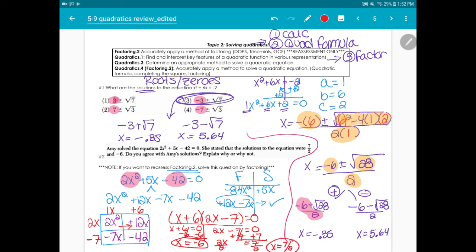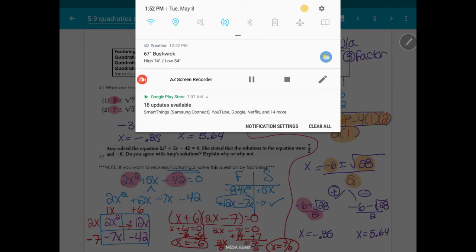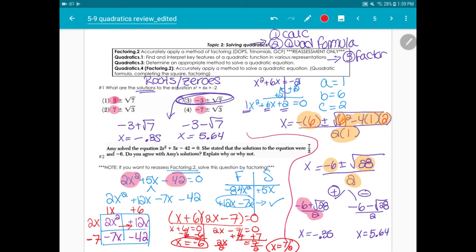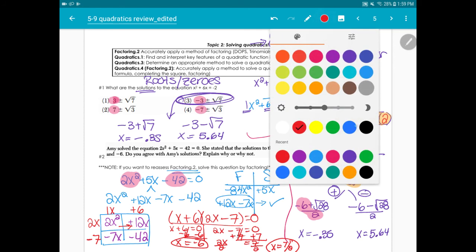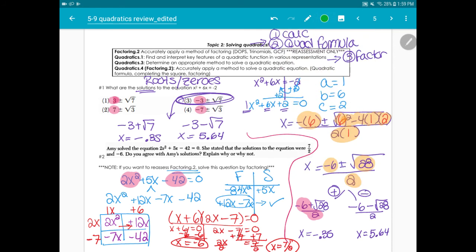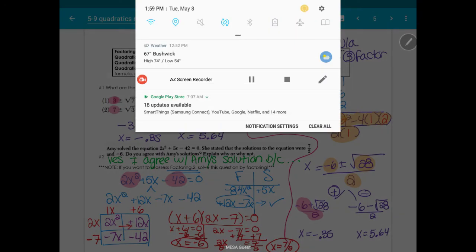Now we have to make sure we're answering the question. All we have to do is finish answering the question, because even though we have the answers, that's not what the question said. The question said, do you agree with Amy's solution? Explain why or why not. So, yes, I agree with Amy's solution because... Why do you agree with Amy's solution? Okay? And that's it for solving.